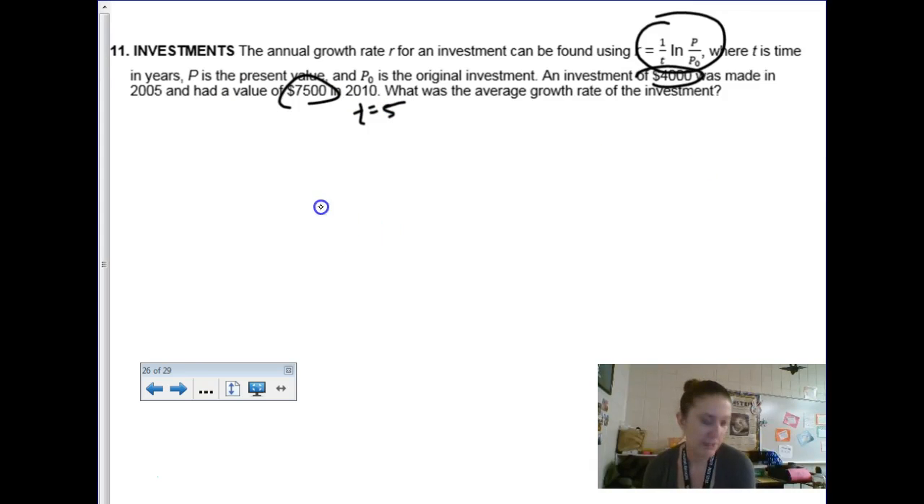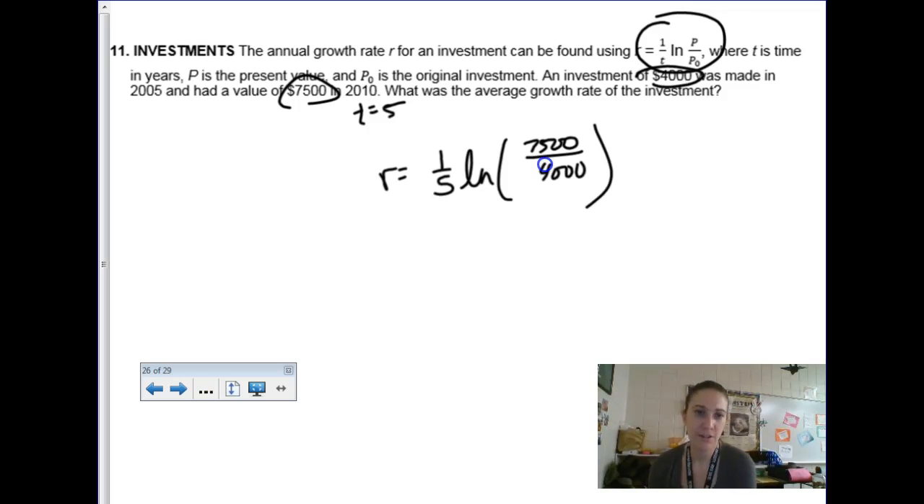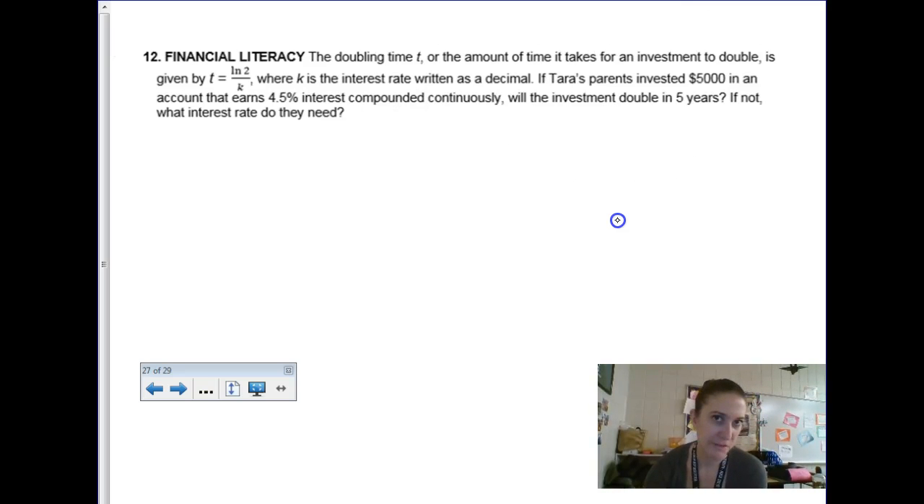So using our formula, R equals 1 over 5 natural log of, okay, they want my present value first, so 7,500 over 4,000, all inside that natural logarithm, which I would just type on my home screen, and I get roughly 0.13. So it's an investment return of 13% approximately. That is another derivation of the formula that we are going to be using, and once we get more comfortable with solving logarithmic equations, we'll see where all these are coming from.